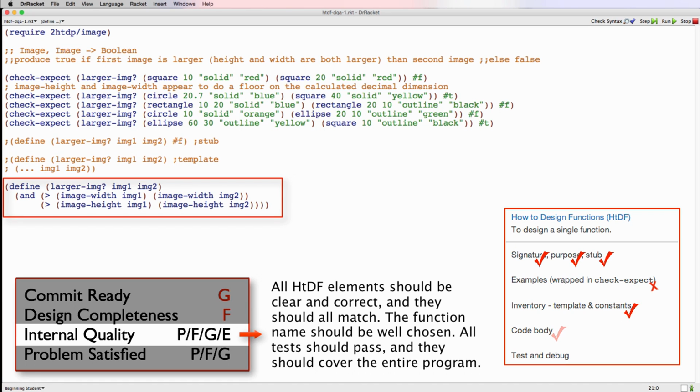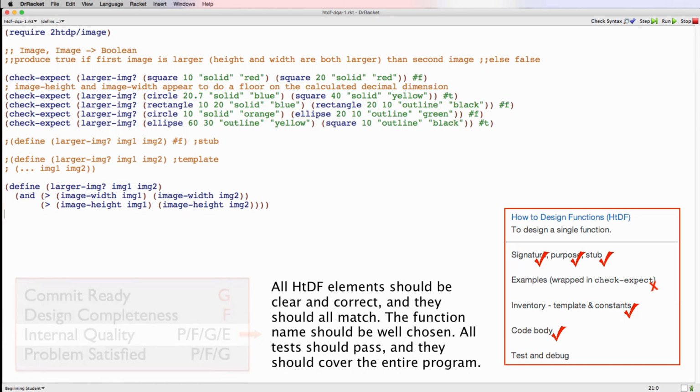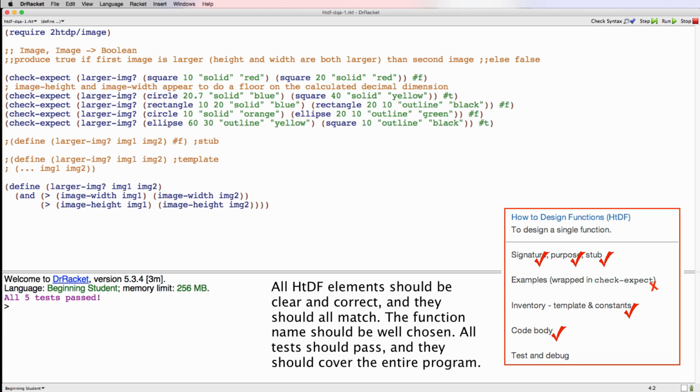It's and of greater than the widths of image 1 and 2 and greater than the heights of image 1 and image 2, so that's quite clear. And when I run this program, all the tests pass. And because there's no black or orange highlighting on this when I'm done, it means that the tests covered the entire program. But remember, there weren't enough tests. The tests that are there cover the whole program, but there weren't enough of them.